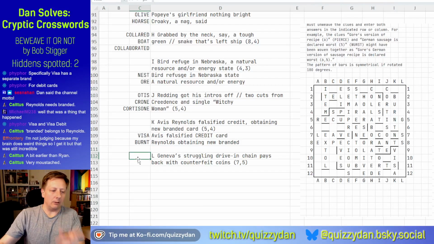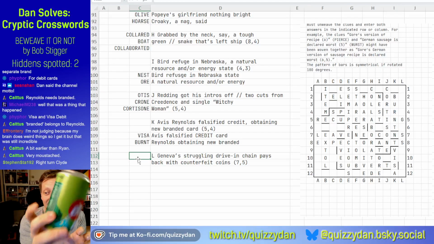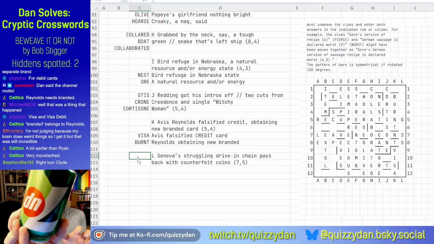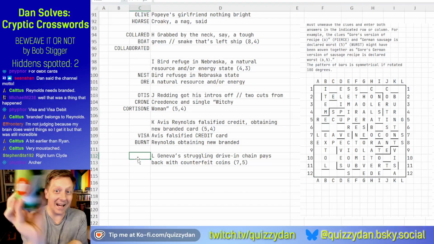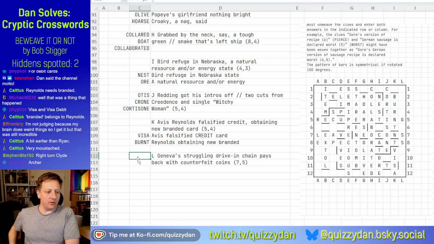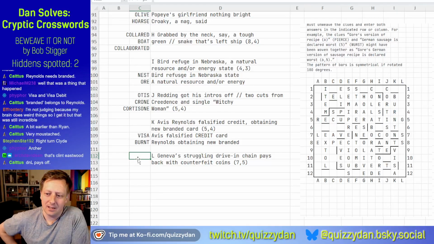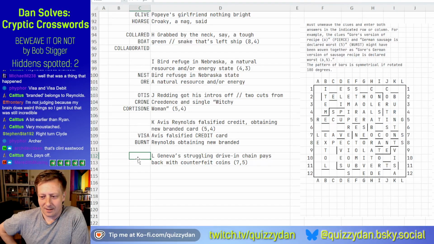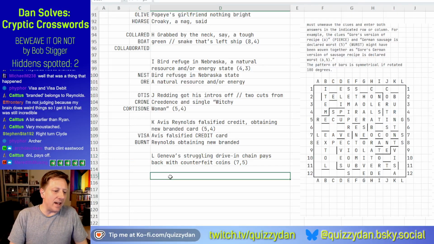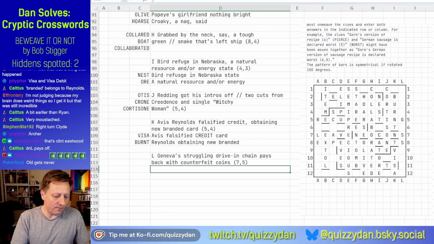Last set of clues. Now, if this is L down and I have a can of 7-Up, this is a first. This is L down. This is down. There you go. This is actually this clue. Hooray! Brilliant. Geneva's struggling drive-in chain pays back with counterfeit coins. It really does, Kate. It really does. And there's the thing. Okay. Avenges is an anagram of Geneva. Geneva's A-V-E-N-G-E. So we've got Avenges going on.